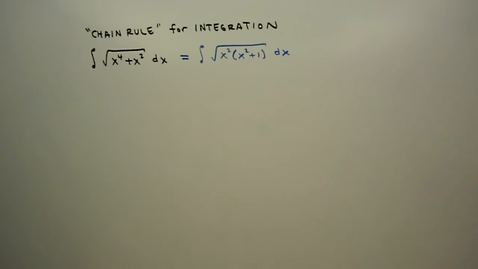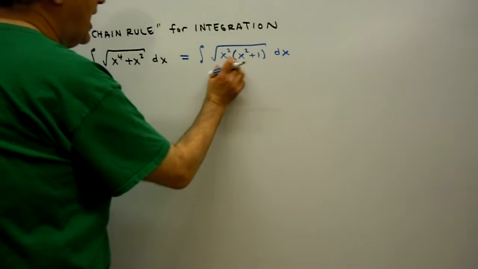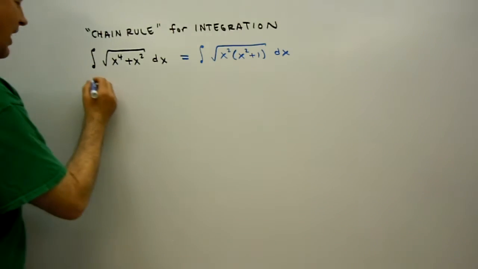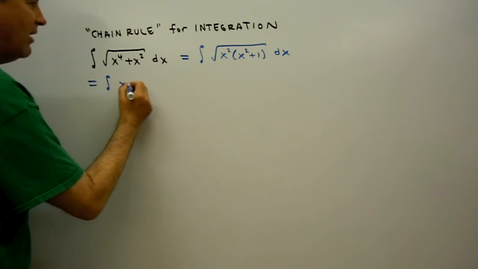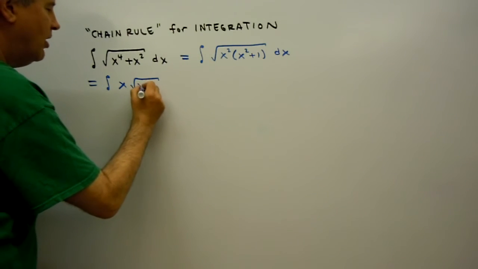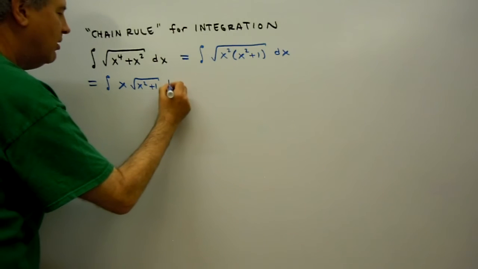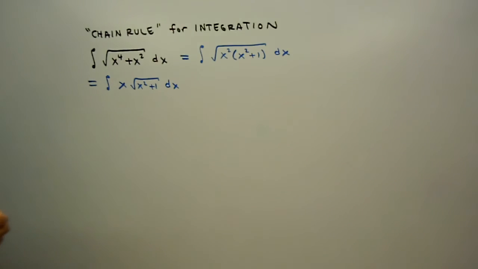All right, notice that we have the square root of x squared times x squared plus 1. And provided that the x is going to be positive, this is actually going to be equal to simply x times the square root of x squared plus 1 dx. Now if you look at it, does it look like you have a chance of determining the proper u and the du?